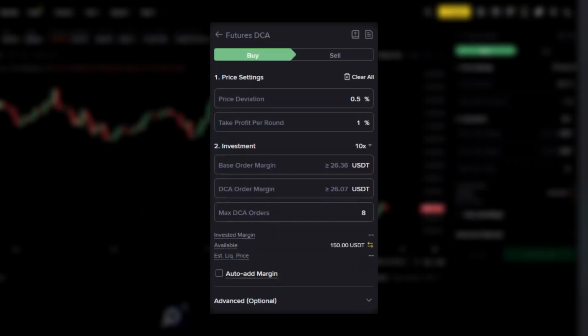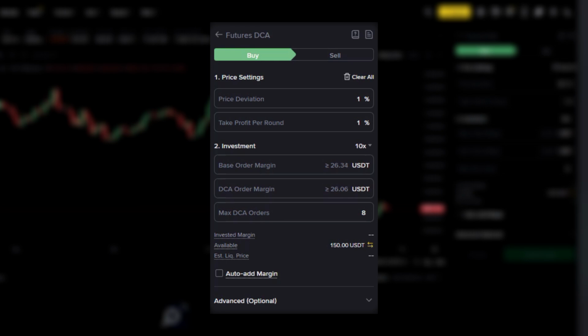First of all, you'll need to choose the direction in which your bot will trade. After that, you set up the price deviation. It is the price percentage change between the bot's orders. It works like this. The first order with which the bot enters the market is called the base order. All the subsequent orders are called the DCA orders.